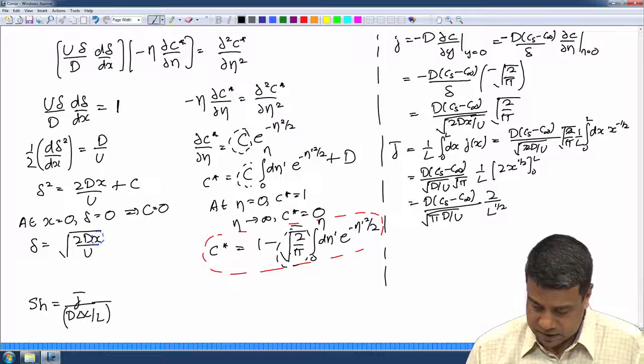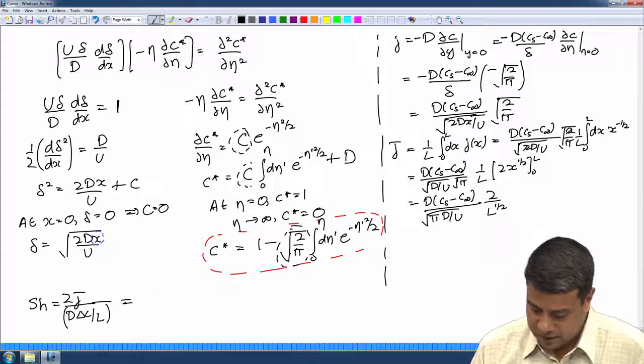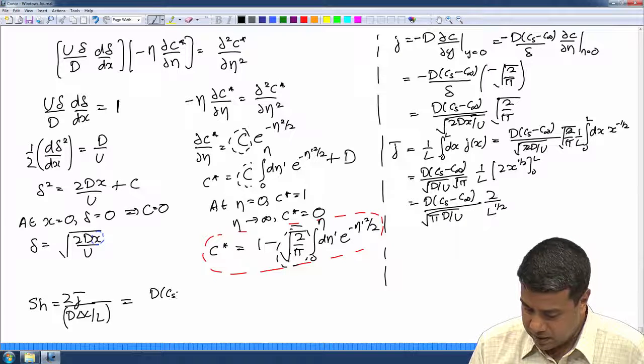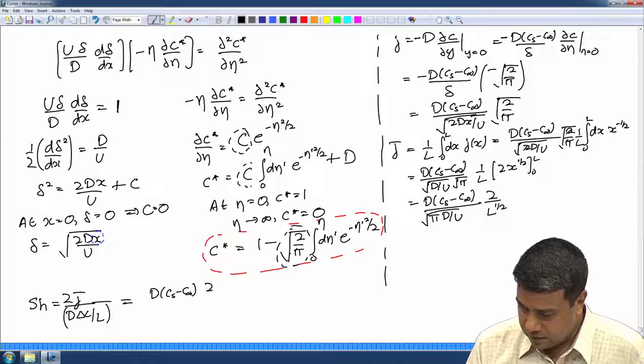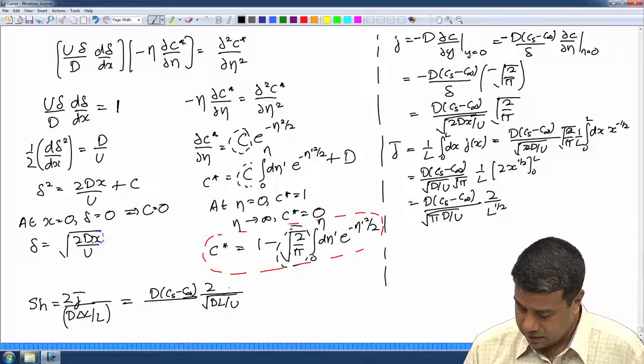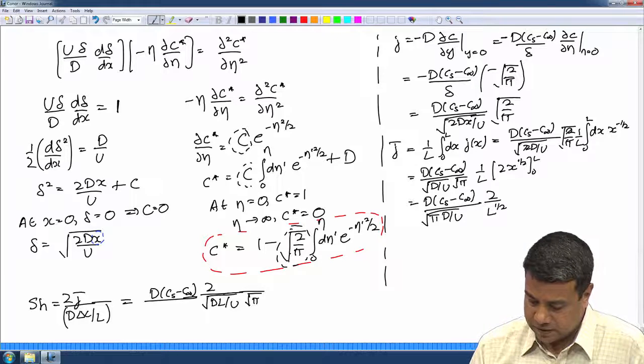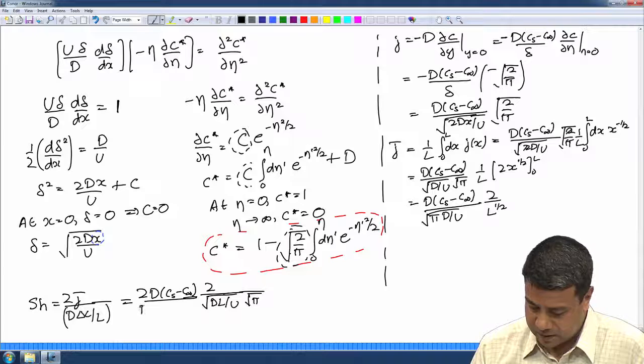My apologies. I should have a factor of 2 here, that is how it is defined usually. So, this is going to be equal to D into Cs minus C infinity, into 2 divided by root of D L by u, and in the denominator I have root pi, root pi coming out of this, and then I will have a 2 times j, 2 times the flux divided by D into Cs minus C infinity by L.